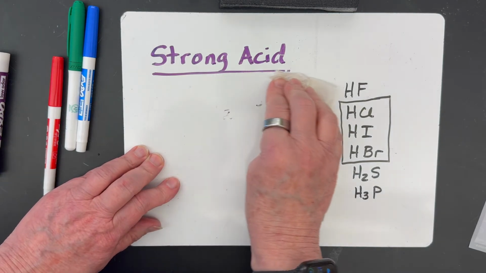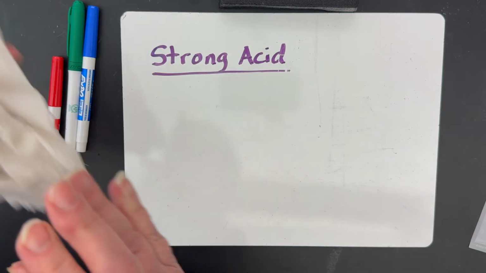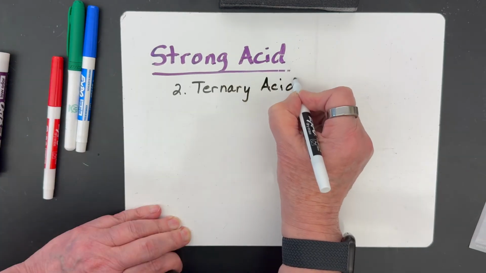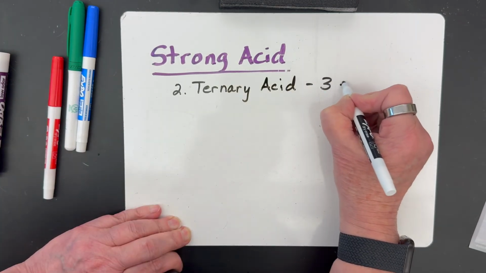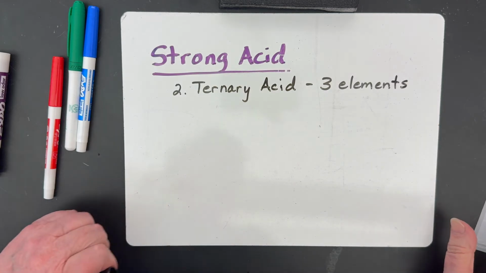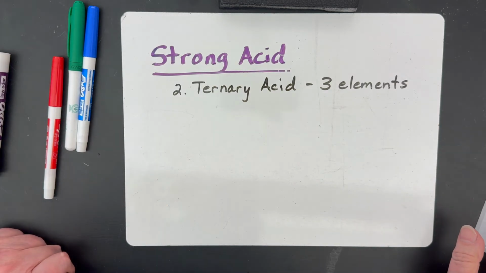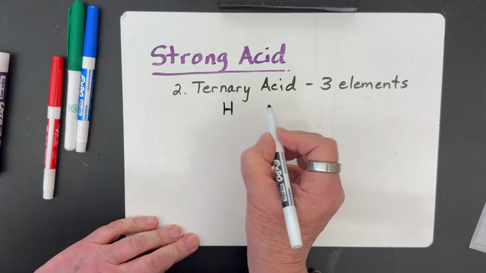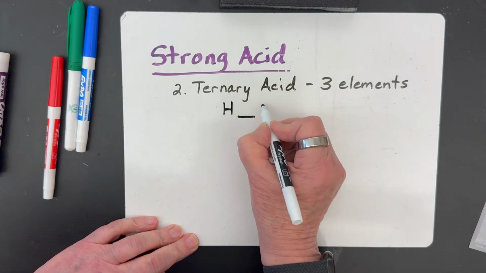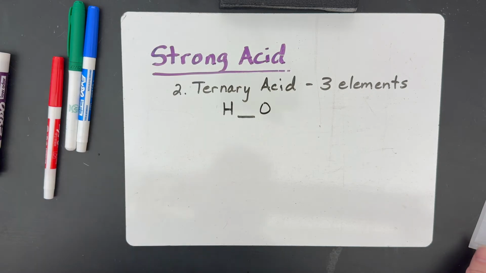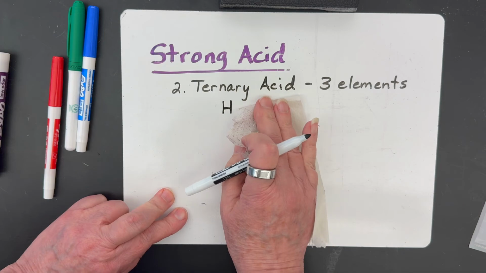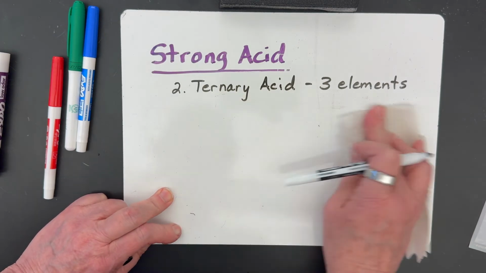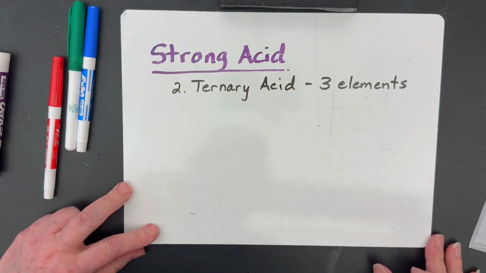Our second kind of acid is a ternary acid. And these have 3 elements. One of them is going to be a hydrogen. Then you have a middle element, and then you have oxygens on the other end. So the basic formula is going to be some number of hydrogens, some other element, some number of oxygens. Those are going to be your 3 elements. To determine if it's strong or weak, we have to do some very simple math.